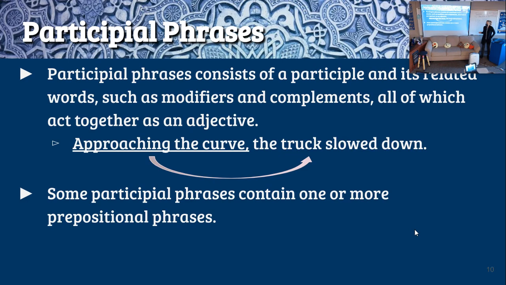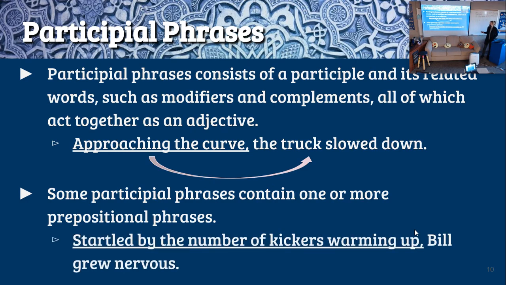Some participle phrases can also contain prepositional phrases. So they can get real fancy. You can have one prepositional phrase as part of your larger participial phrase. You can have multiple prepositional phrases as part of your larger participial phrase. You can get real fancy with your writing. So here would be an example of what that would look like. Startled by the number of kickers warming up, Bill grew nervous. Bill is our subject. Grew is our verb. Nervous is an adverb telling us how he grew. And then this whole thing right here at the beginning, startled by the number of kickers warming up, is our participial phrase.